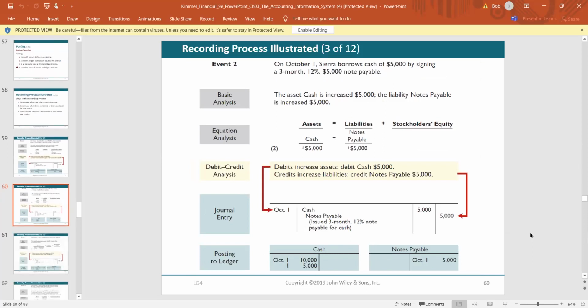Here, Sierra borrowed 5,000. They signed a three-month note. So what happened here? We debit cash and credit notes payable. Payable goes up with the credit. Now look at our general ledger. Now we've got $15,000 in cash sitting there.